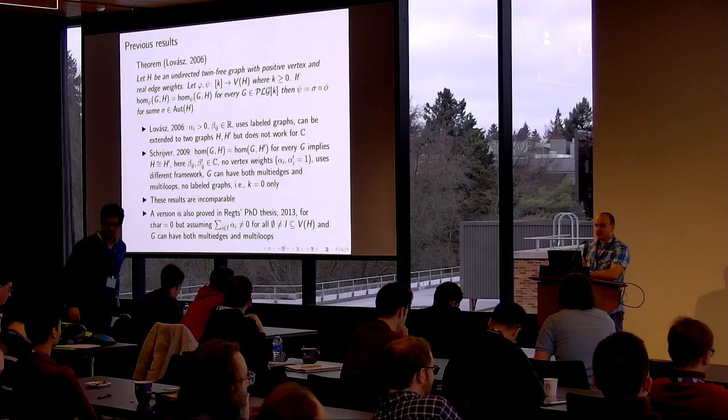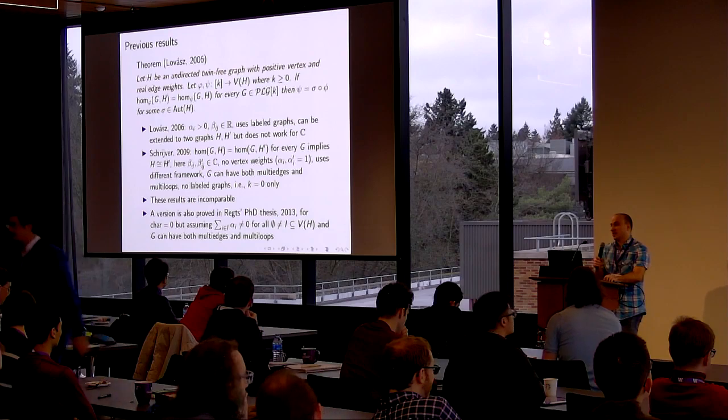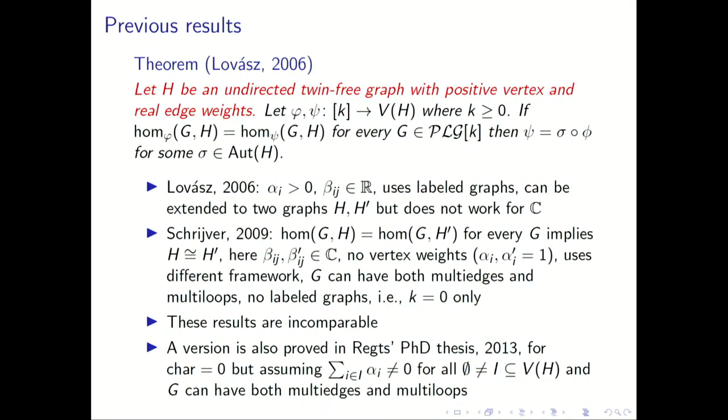And finally, Rex, in his PhD thesis, proved a version of Lovász's statement for arbitrary weights from a field of characteristic 0, but he also allowed left-hand side graphs to have multi-loops in addition to multi-edges. Okay, so in the papers by Freedman, Lovász, Schrijver, 2007, Lovász, 2006, and Schrijver, 2009, very sophisticated tools were developed, in particular, the algebra of quantum graphs originating from labeled graphs. In this paper, we found a particularly elementary method we call the Vandermonde argument to give a full generalization, unifying all the previous similar statements.